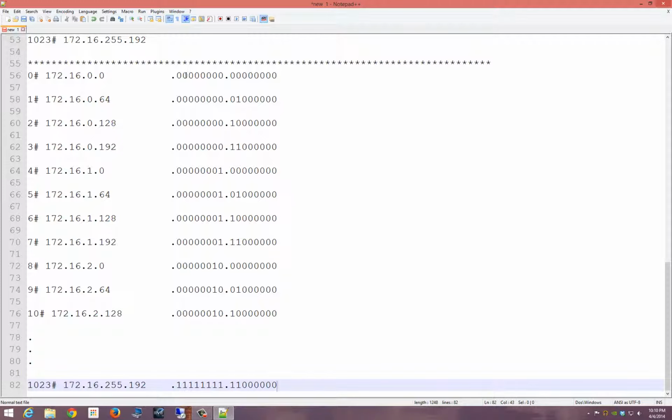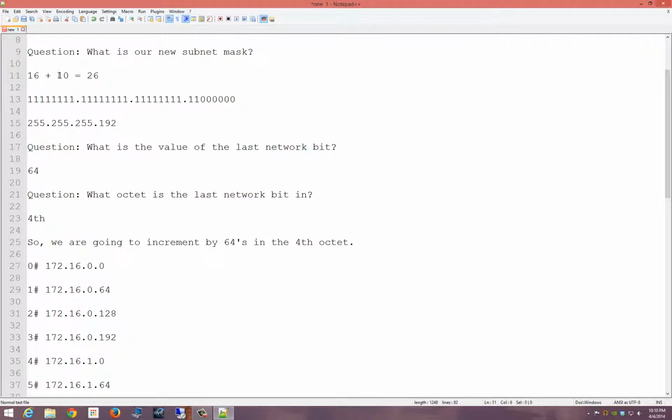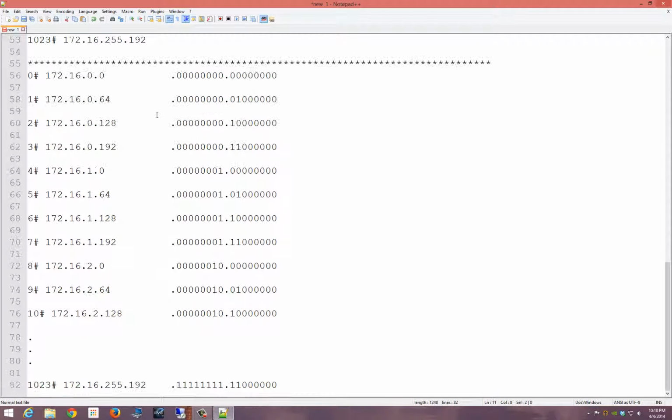Note, for the first subnet, the borrowed network bits are turned off, and there are 10 borrowed network bits. By the time we get to the last subnet, all of the borrowed network bits are turned on. So now I'm going to copy over the binary bits and turn on the host bits.